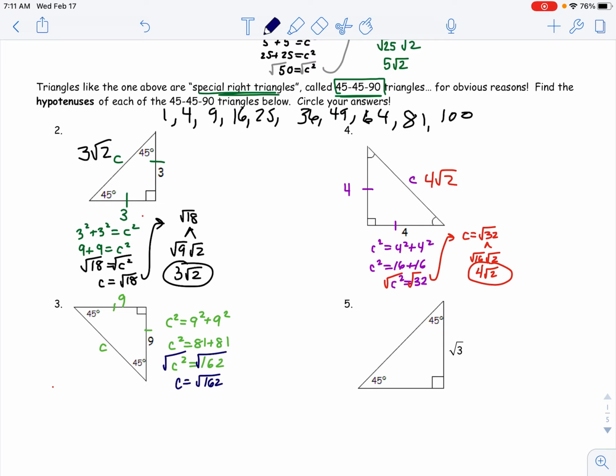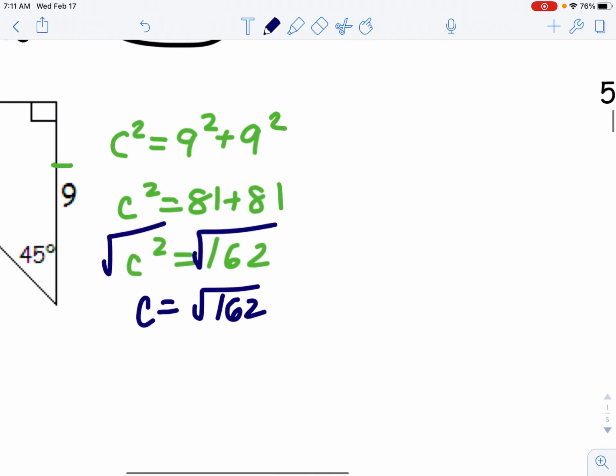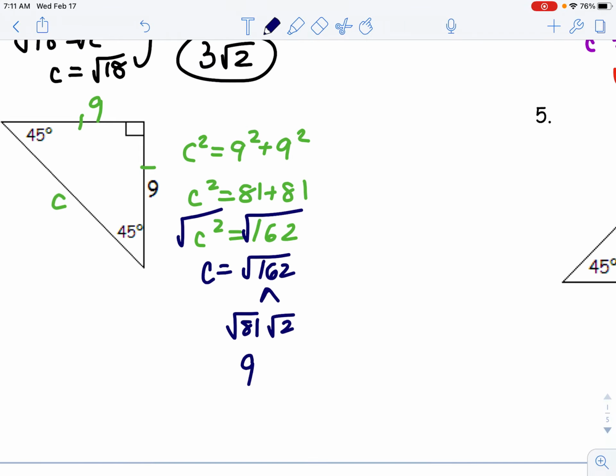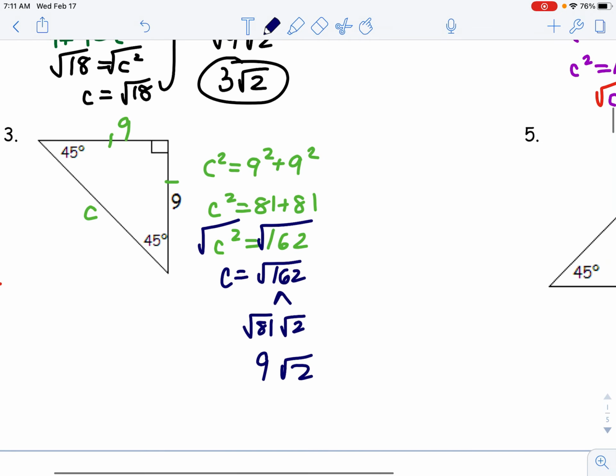Again, you might need to check your work, plug and chug. Like, is it 16? Is it 36? What is it? Well, it turns out it's 81. So the square root of 81 and the square root of 2. Weird how they're all the square root of 2. I wonder why.